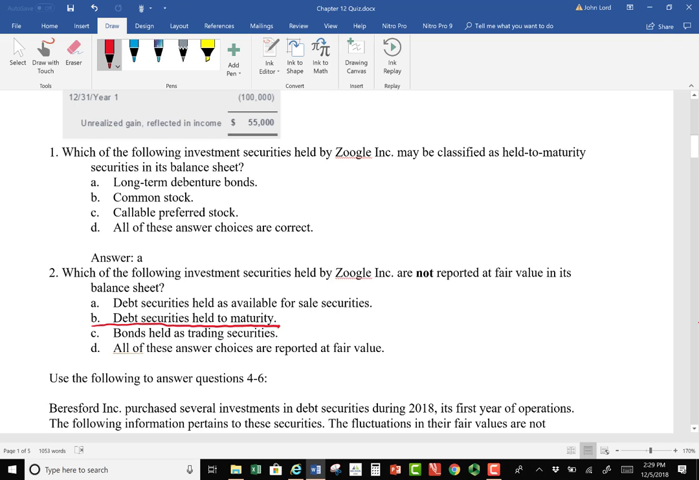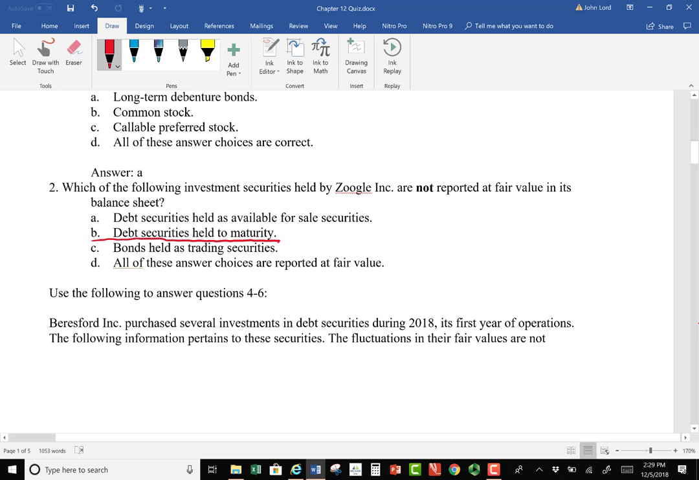All right, so which of the following investment securities held by Zugle Inc. may be classified as held to maturity? Does stock have a maturity? Only bonds can be held to maturity, right? Okay, so it would have to be the long-term debenture bonds. You guys told me to put more questions like this on the exam so they don't take as long. Okay, so I'll remember to do that. Which of the following investment securities held by Zugle Inc. are not reported at fair value in its balance sheet? Held to maturity is carried at amortized cost, right?